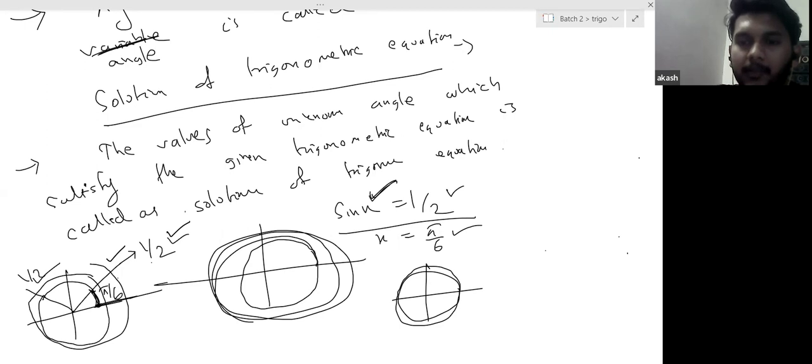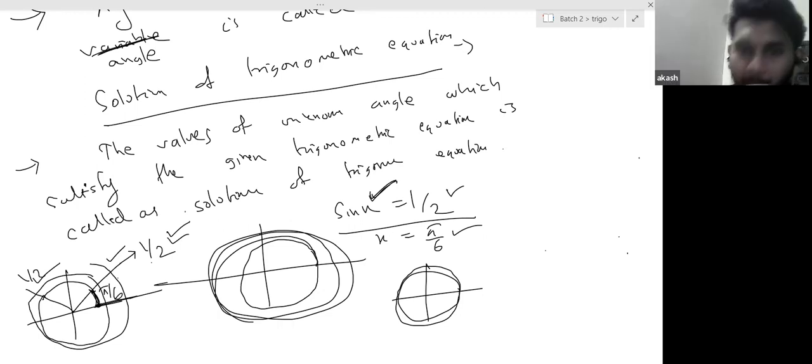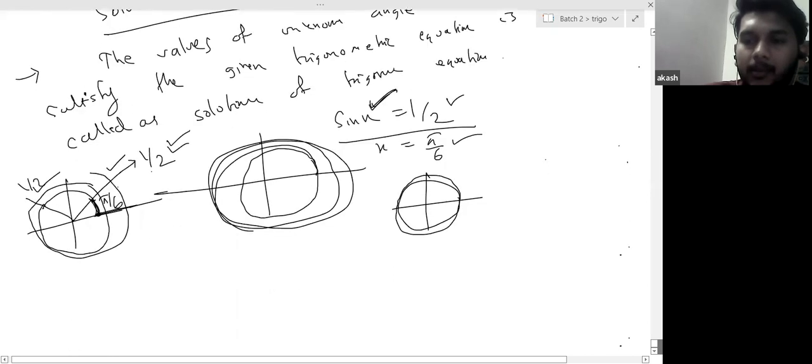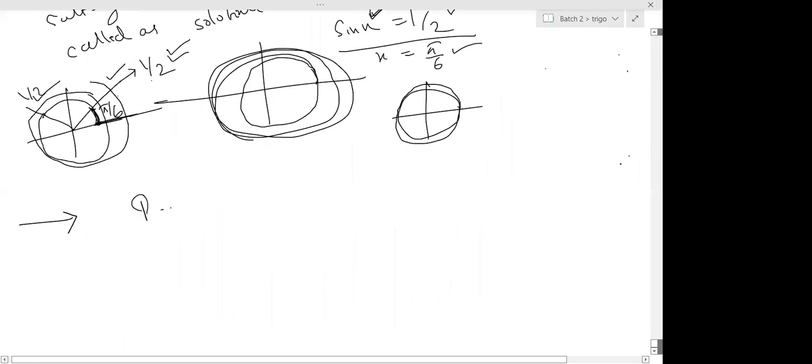Is it clear why we get infinite values? Yes, sir. All right. So that is why we have to study how to write the answers. Right? We cannot write infinite values. So write down principal solution. There are two types of solution for trigonometric equations. The first, sir, is, yes.